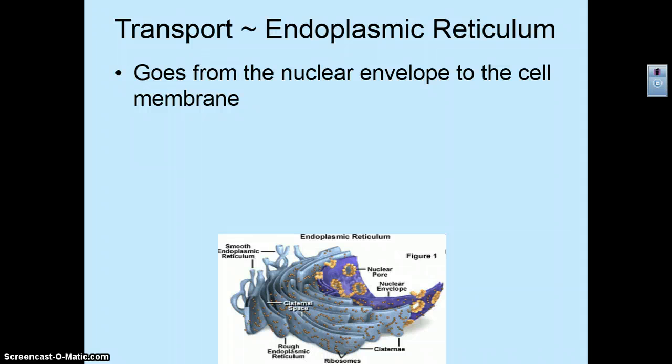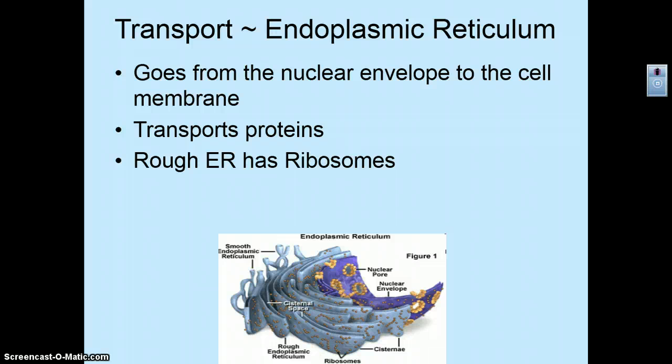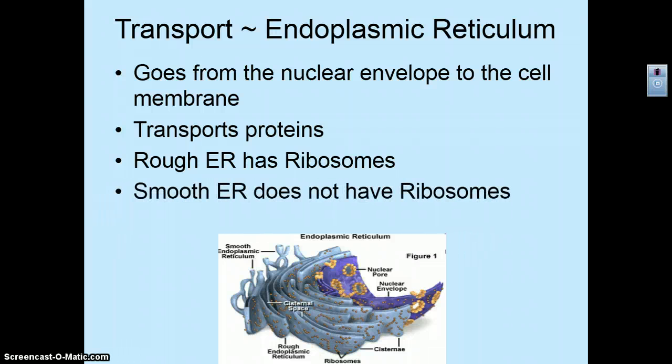Transport is done by the endoplasmic reticulum, and it stretches from the nuclear envelope to the cell membrane, so it's a passageway between those two. Its job is to transport proteins. If it is considered rough, it has ribosomes along it, and if it's smooth, it does not have ribosomes. We know that ribosomes are the site of protein synthesis.